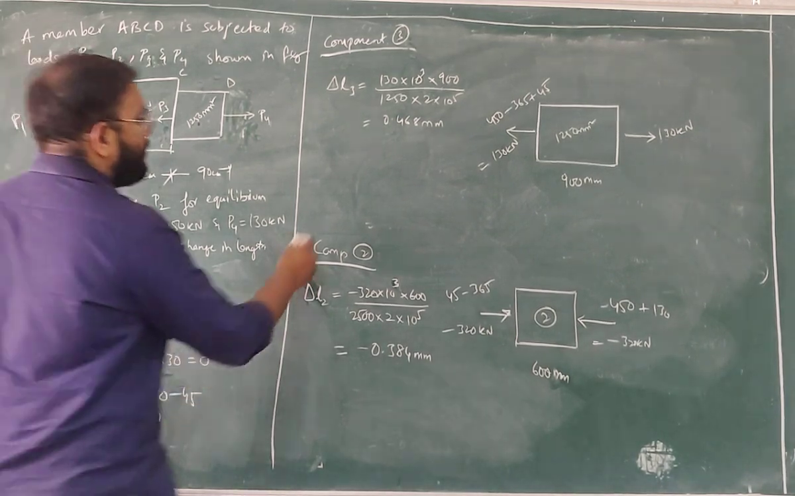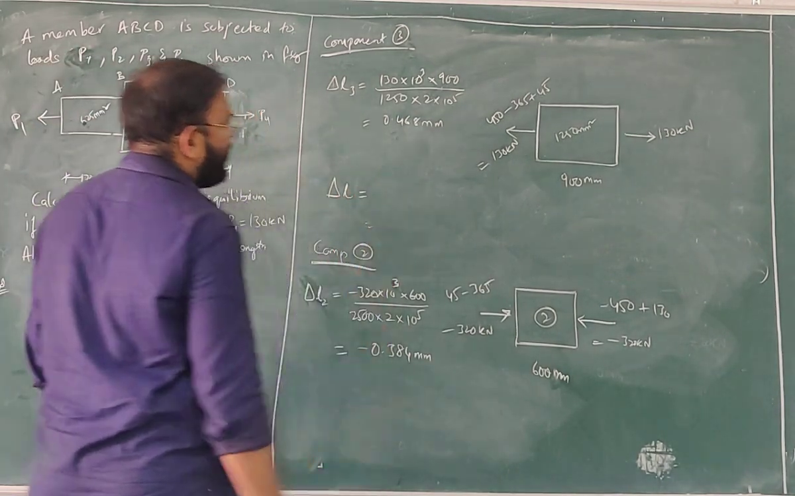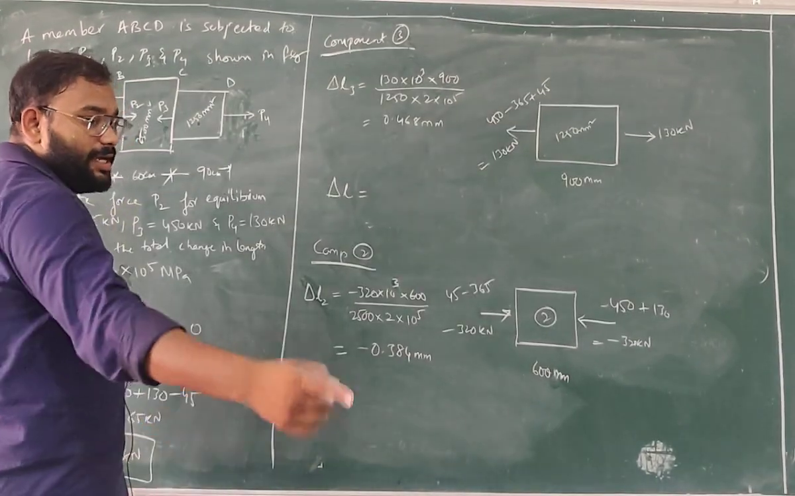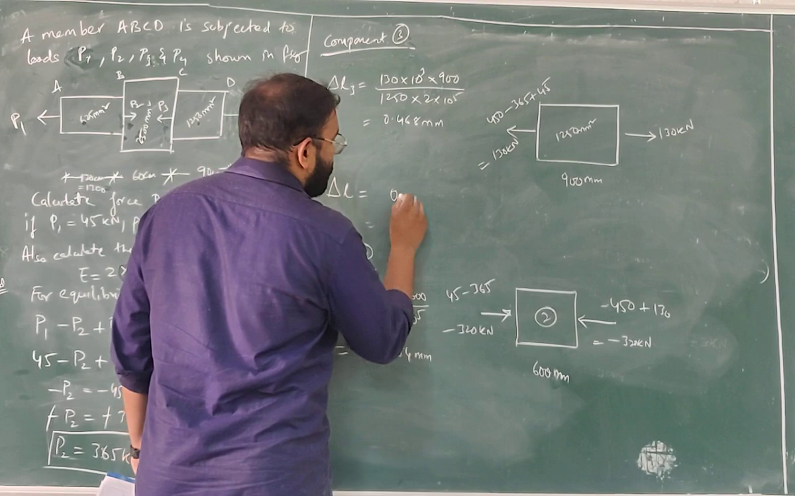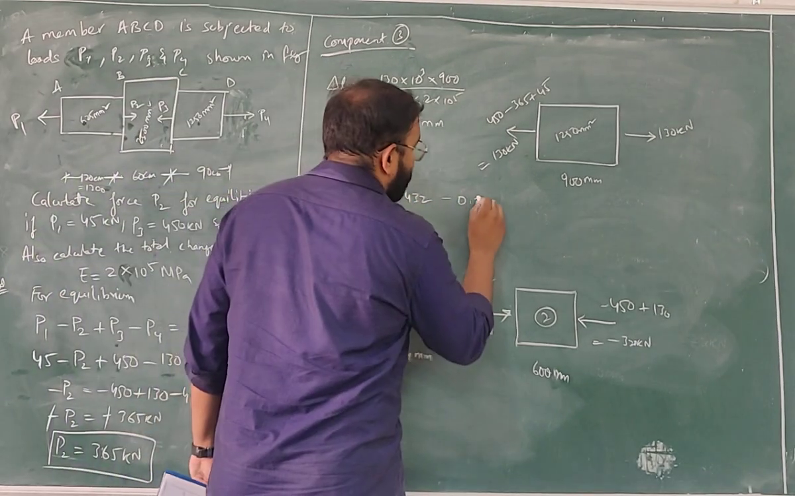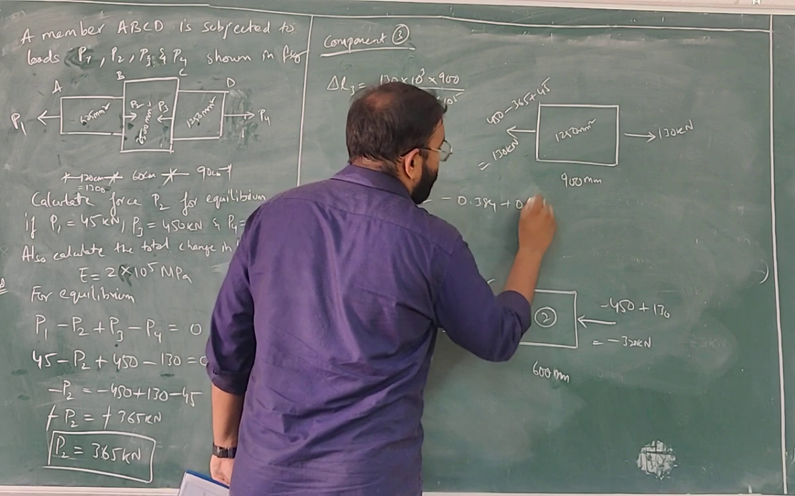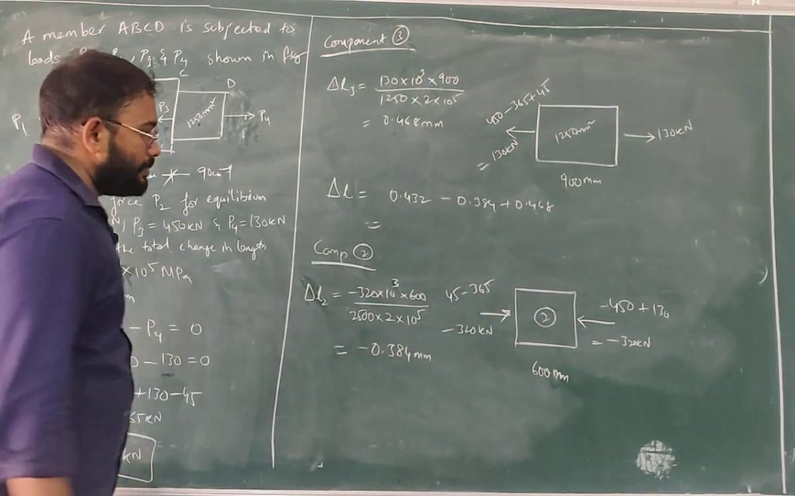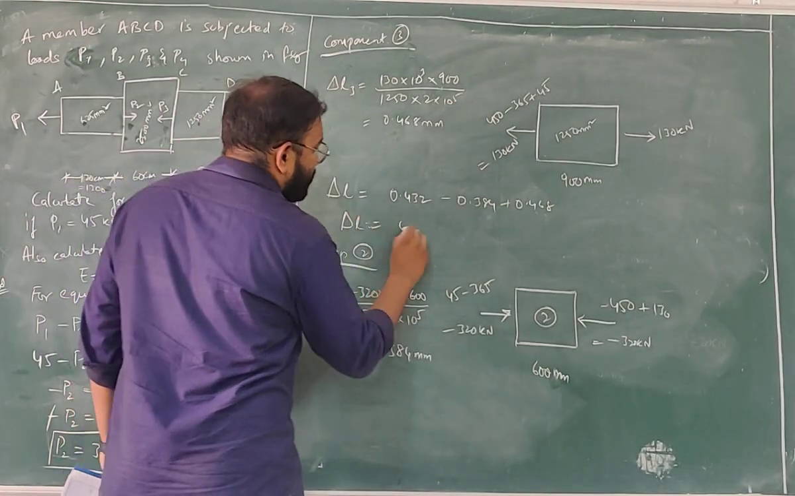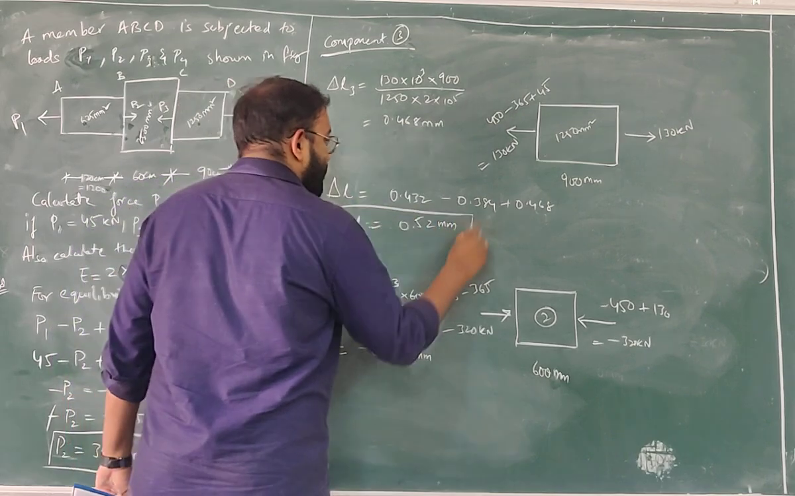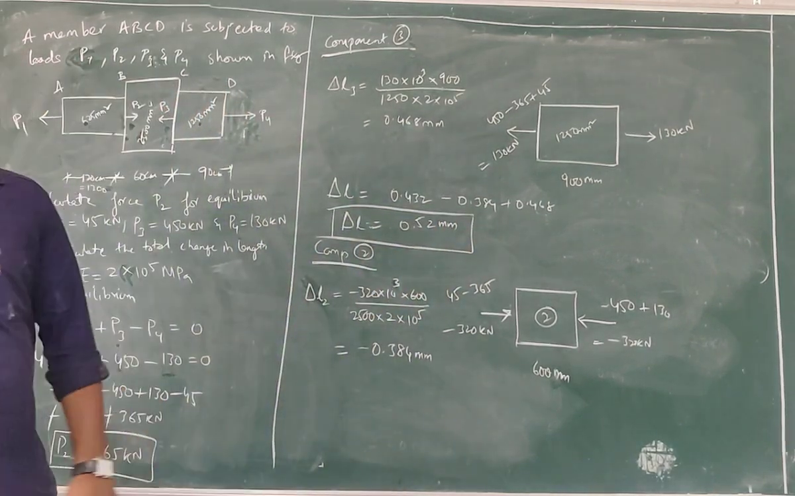Now total change in length will be delta L is equal to delta L1, 0.432 positive, minus 0.384 plus 0.468. Final answer? 0.52 millimeter. So this is the final change in length of this component.